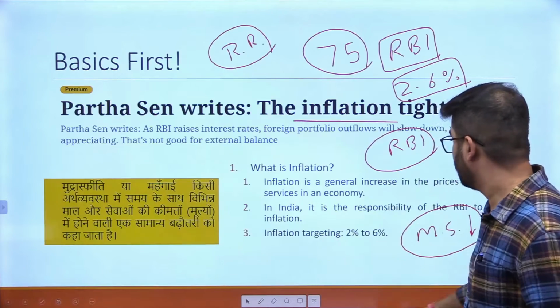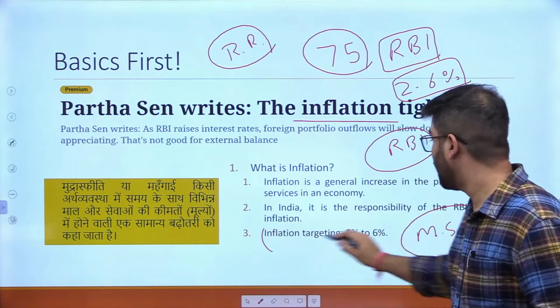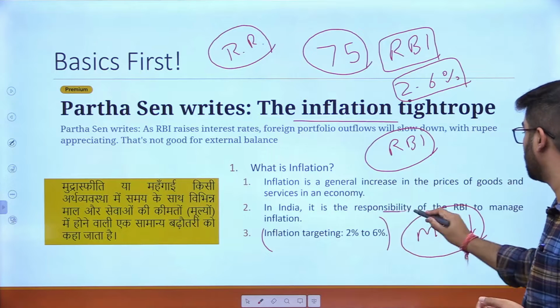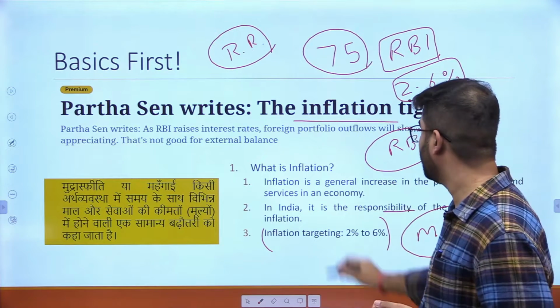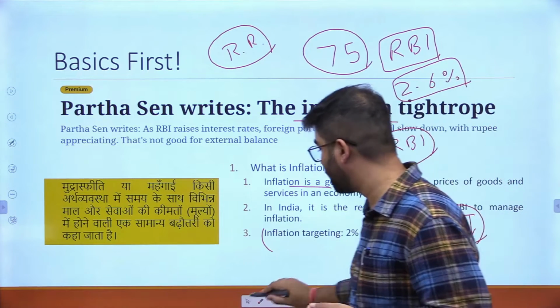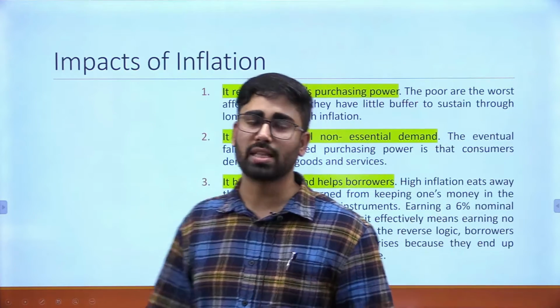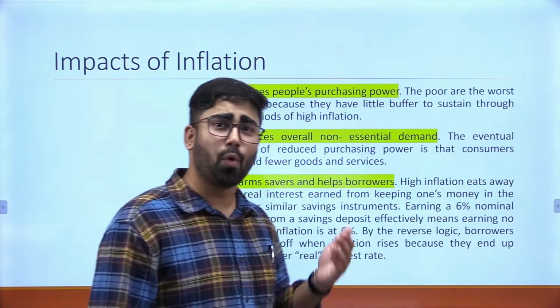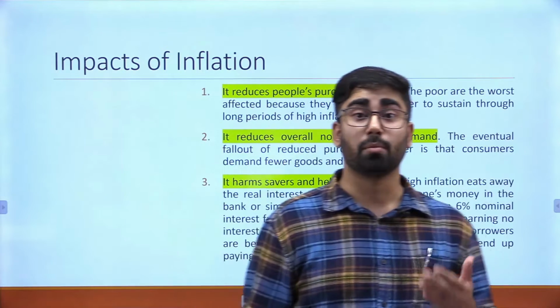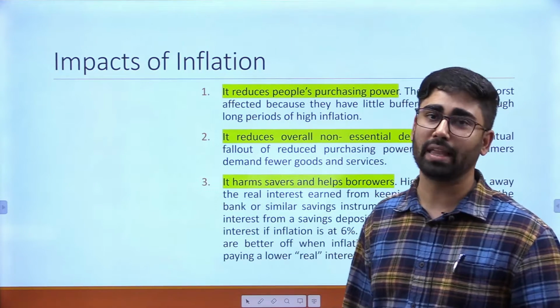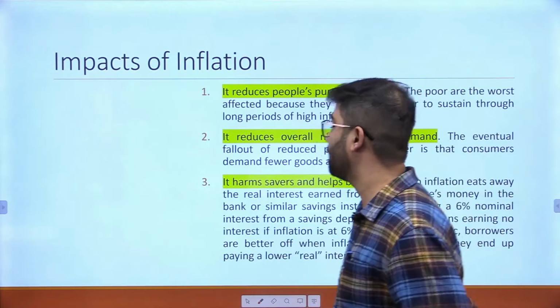Okay, so we have seen that inflation targeting is 2 to 6%. It is the responsibility of RBI to manage inflation, and inflation is the general increase in price of goods and services across the economy. Now let's see what are the impacts of inflation. मुद्रास्फीति के क्या क्या प्रभाव पड़ते हैं हमारी भारतीय अर्थव्यवस्था पे.